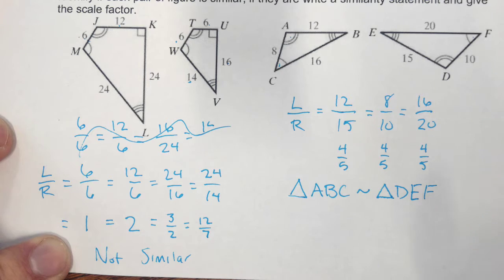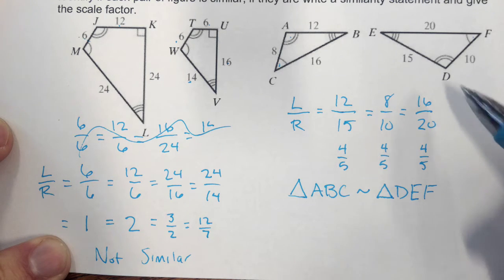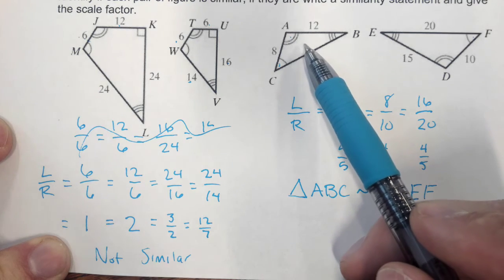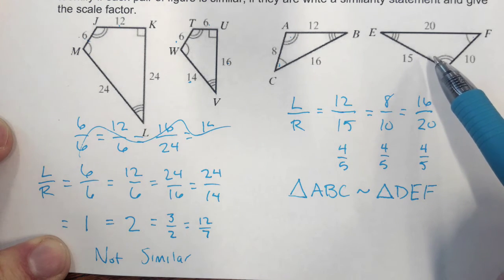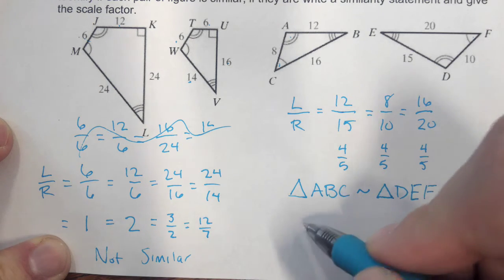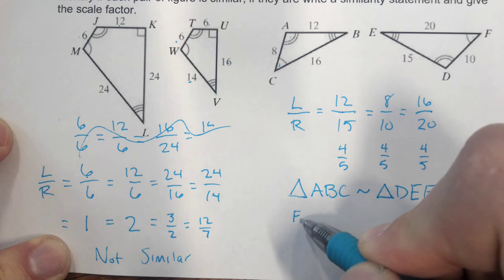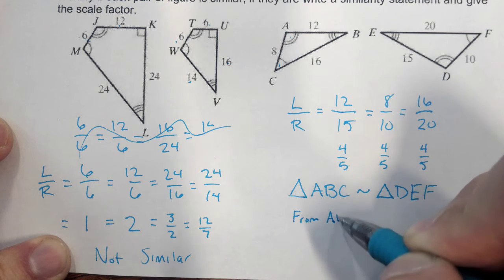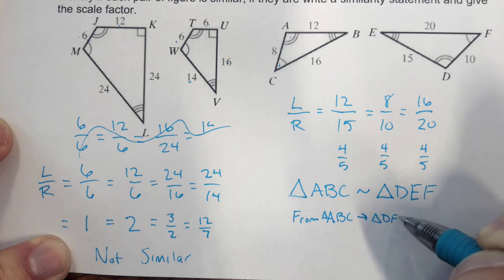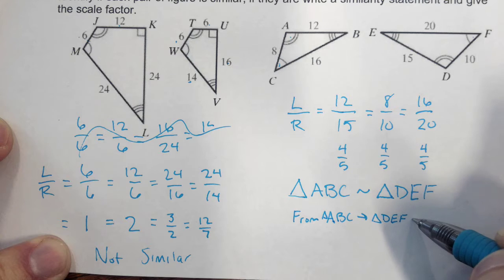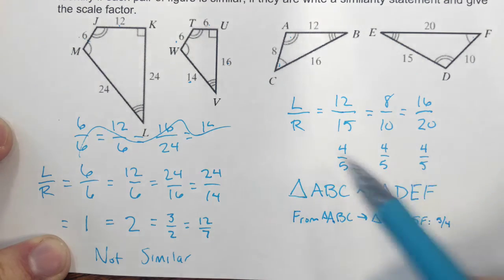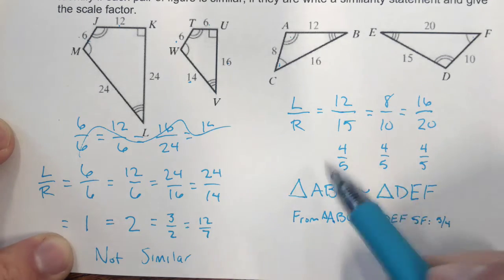And what's the scale factor? Well, that depends. If I'm going from triangle ABC to triangle DEF, I would multiply by 5/4. So from triangle ABC to triangle DEF, the scale factor is 5/4. How'd I get that? I flipped that around. It has to get bigger, so it's got to be multiplied by more than 1.